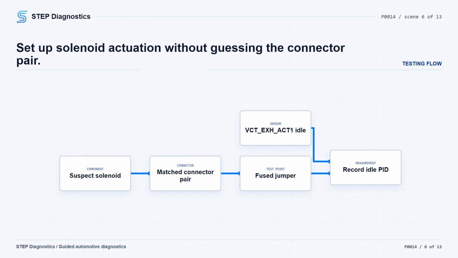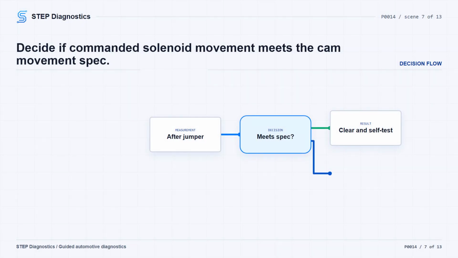The connector pair options for this engine are C1542 pin 1, C1542 pin 2, C1369 pin 1, C1369 pin 2, C1370 pin 1, C1370 pin 2, and C1625 pin 1, C1625 pin 2. Use the pair that belongs to the solenoid being diagnosed. If that cannot be confirmed, pause, recheck the earlier diagnostic path, and avoid guessing. After the jumper setup, record the PID value at idle again.